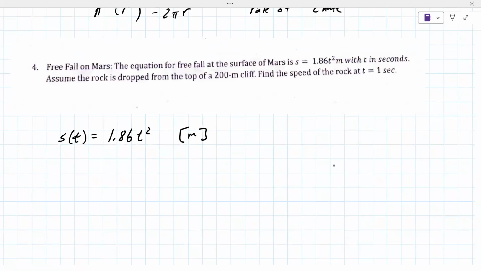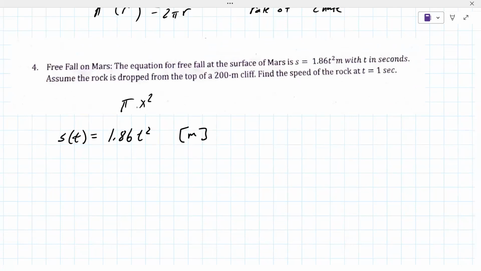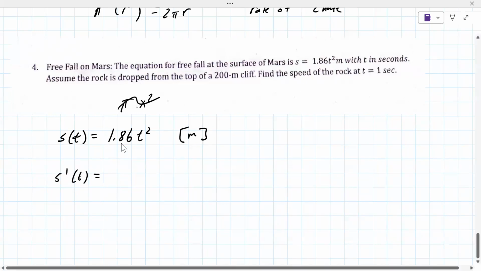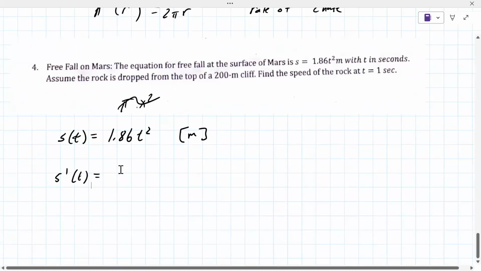All right, so this is no different than what we just did. It's just got a number in front instead of the pi. The last one we did was pi x squared. This is 1.86 t squared. At some point you should be able to say the derivative is, and maybe you're starting to see this, two times this number times the variable. I don't know if you're seeing that yet, but if you're not, we have to do that whole difference quotient thing. Do you have to show your work for all of these?